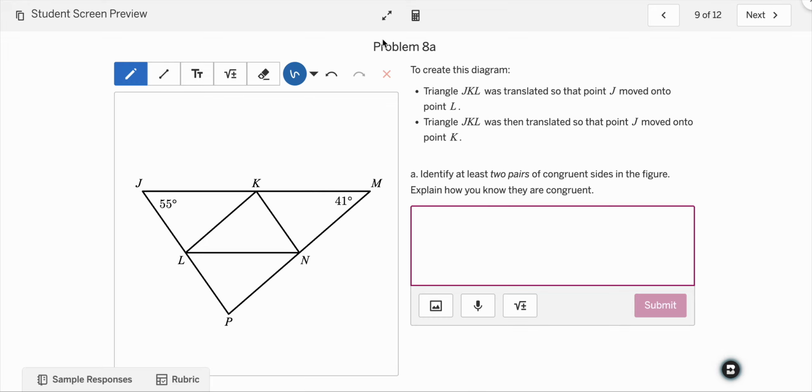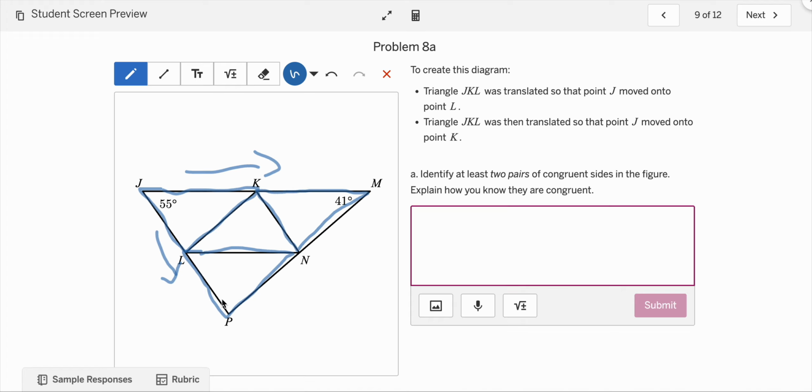Okay, hi. So here's problem 8a. To create this diagram, triangle JKL was translated so that point J moved on to point L. Triangle JKL was then translated so that point J moved on to point K. So that means that this triangle right here was translated down to be equal to this triangle right here and over to be equal to this triangle right here.